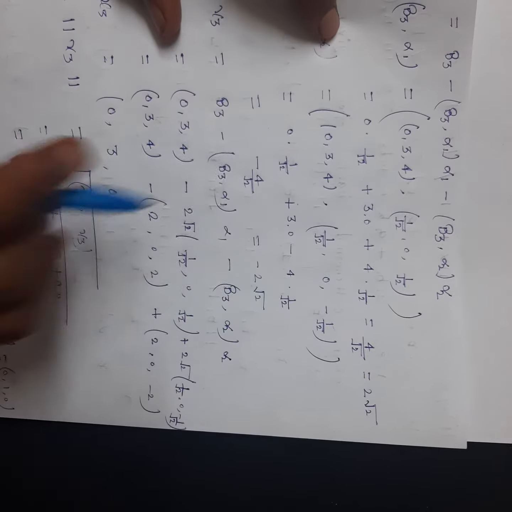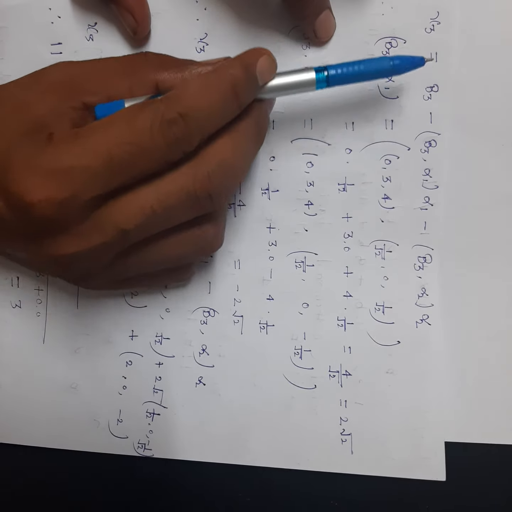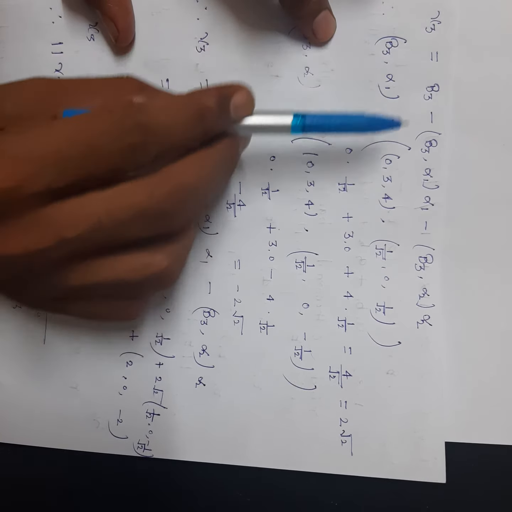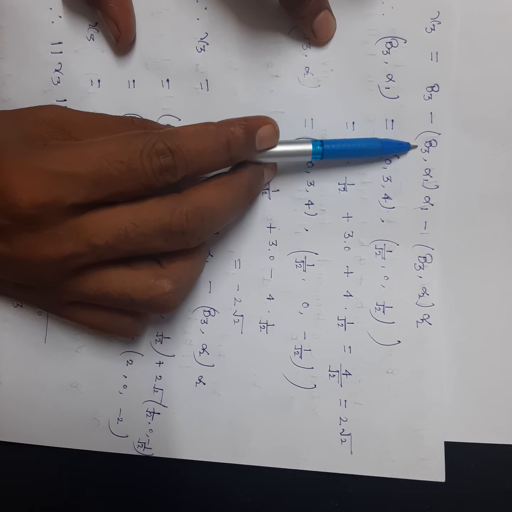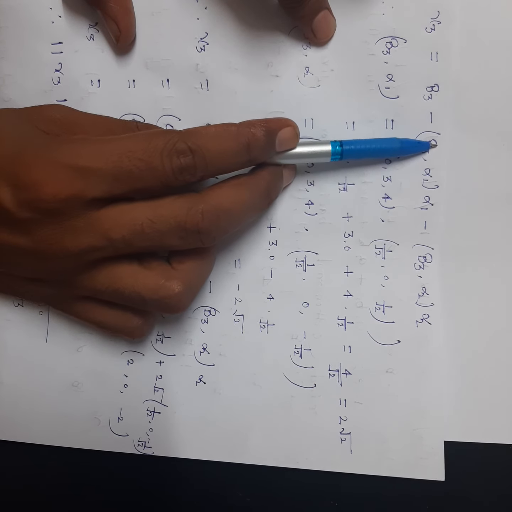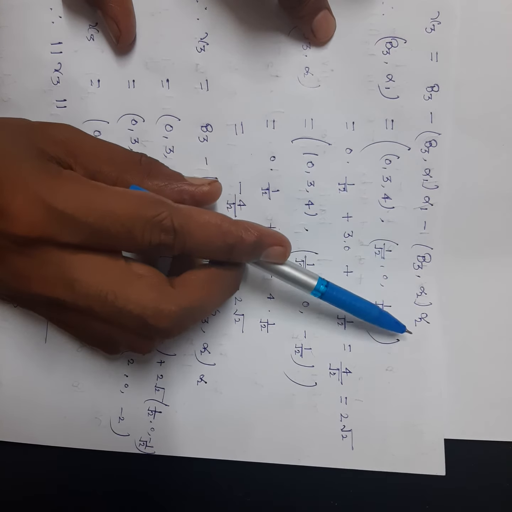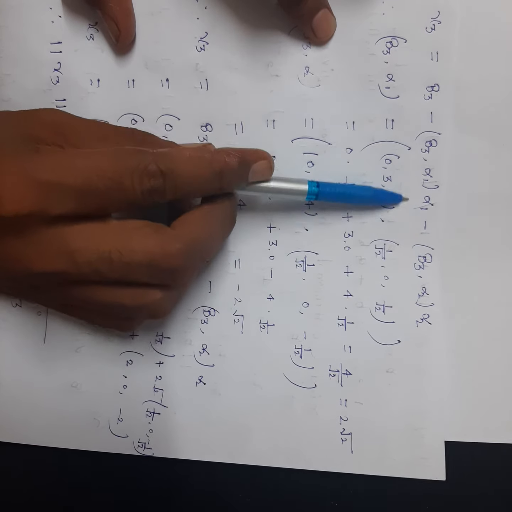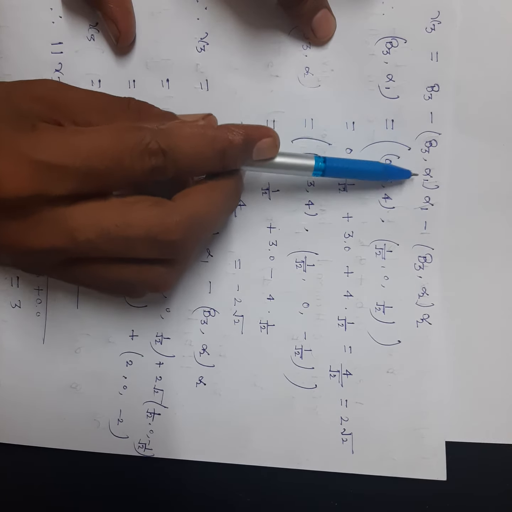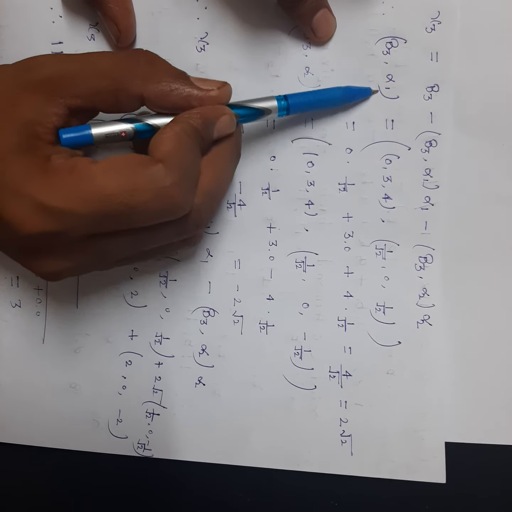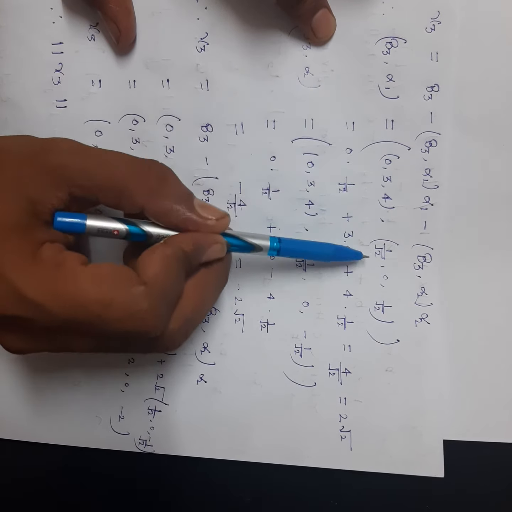Now considering gamma 3. Where is gamma 3? Gamma 3 is beta 3 minus the inner product of beta 3 with alpha 1 times alpha 1, minus the inner product of beta 3 with alpha 2 times alpha 2. So now, first of all, considering beta 3 and alpha 1. This is beta 3 and this is alpha 1.